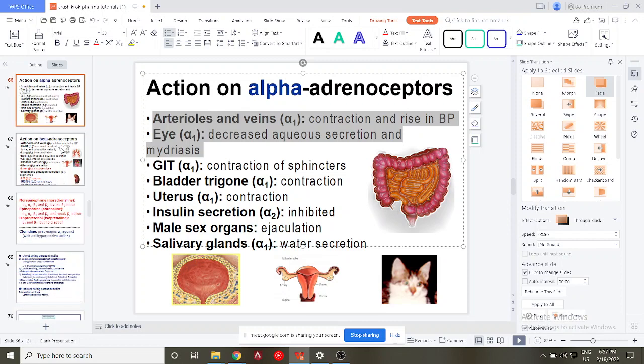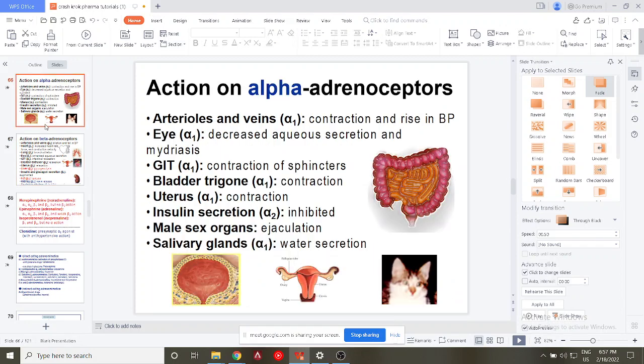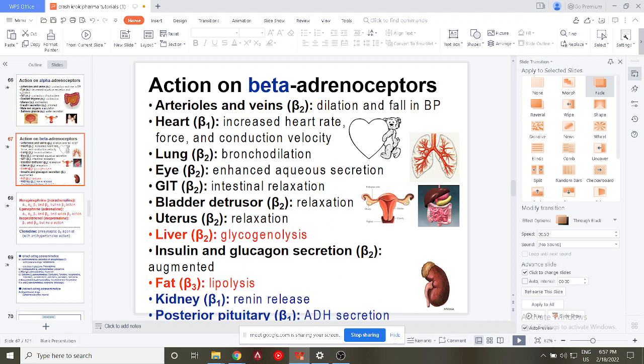Okay, so moving on, we're going to talk about the beta adrenergic receptors. It's located in the arterioles and the veins and it's going to cause dilation and fall in blood pressure. So it's the opposite of alpha 1. You can see alpha 1 causes contraction, while beta 2 causes dilation.